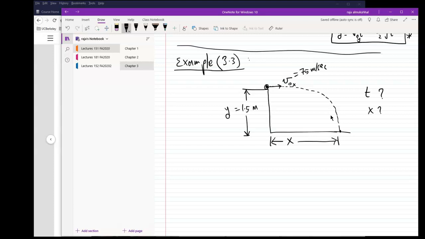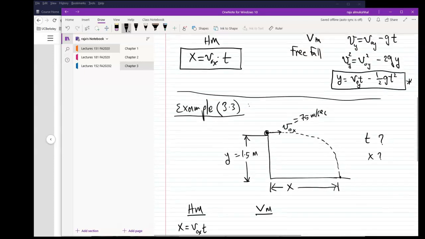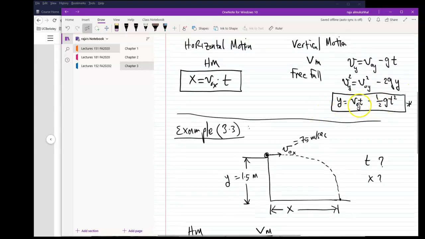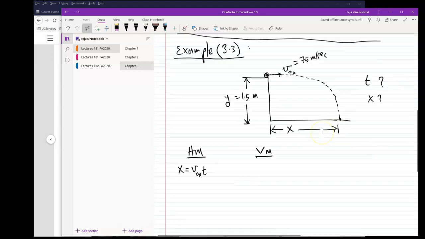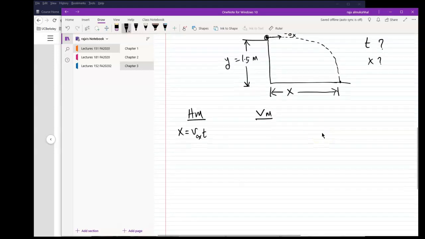Again, like I told you, you divide the problem into two parts. One, horizontal motion, which is X equals V naught x t, the equation that I just showed you. And like I said, by default, your default equation for the vertical is this one. Like I said, 70% of the time it works. Other times you may want to choose one of the other two. So let's start with our default equation: Y equals V naught y t minus 1/2 g t squared.